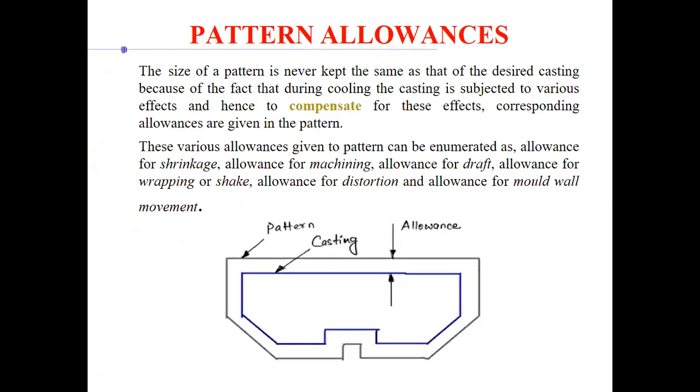Why? What do you mean by allowance? As the name suggests, you're trying to take into account some factors which are not in your control, right? You're keeping some allowance, right? Why? The size of the pattern is never kept the same as that of the desired casting, right? Because during cooling, the casting is subjected to various effects, and hence, to compensate for these effects, corresponding allowances are given in the pattern.